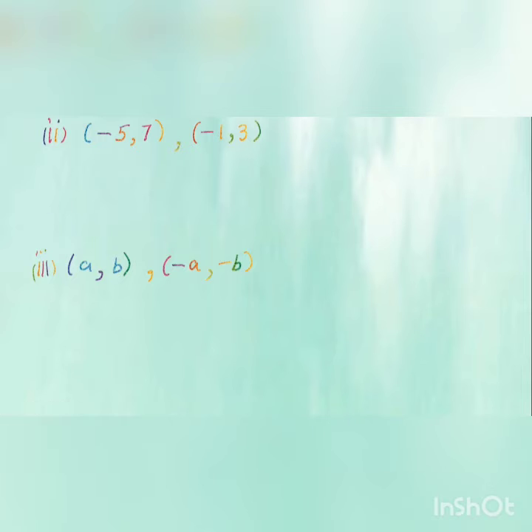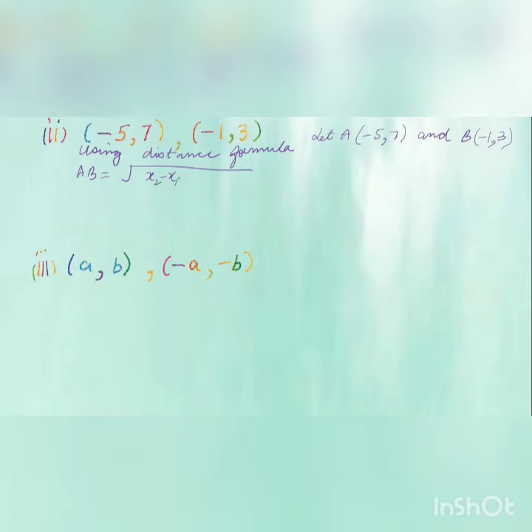Now the second part is minus 5, 7 and minus 1, 3. So again using the distance formula, first write let A be minus 5, 7 and B be minus 1, 3. Then using the distance formula, AB equals under root x2 minus x1 square plus y2 minus y1 square.